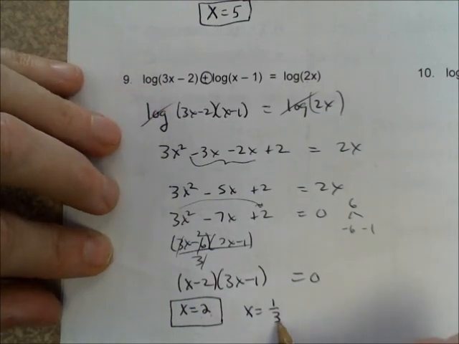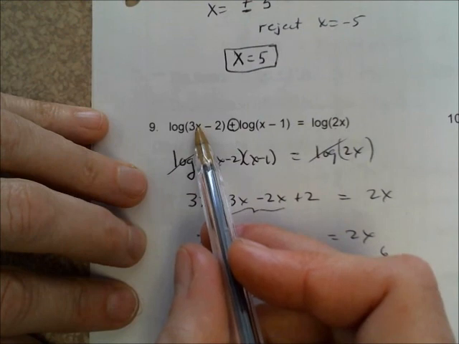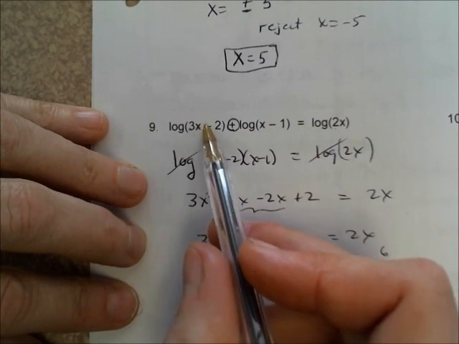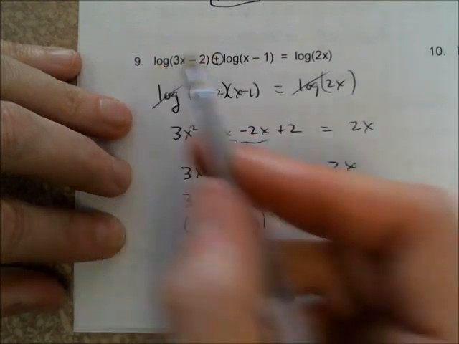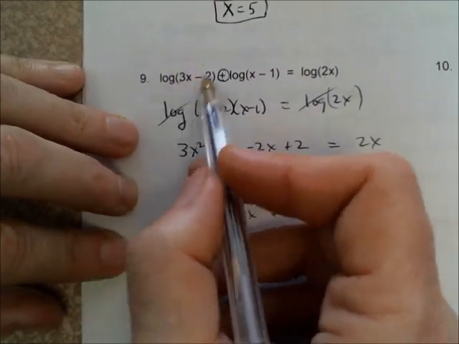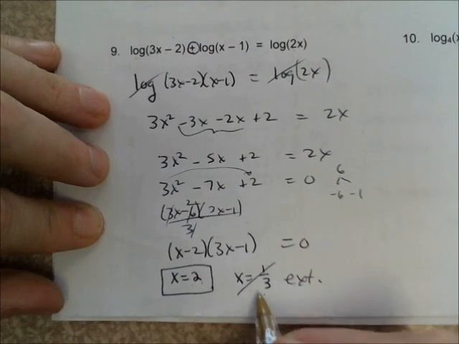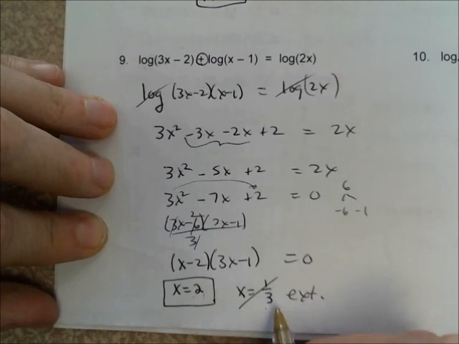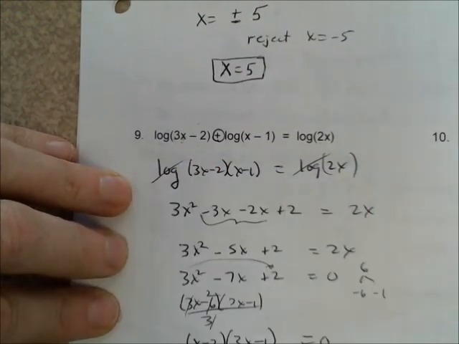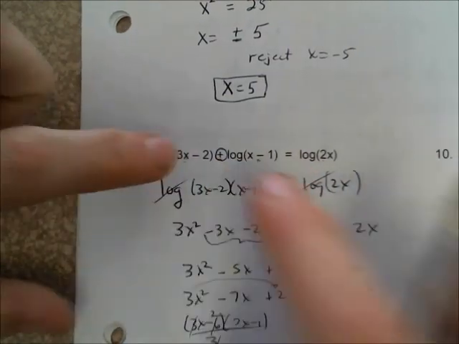When we plug in x equals 1/3 up in here, 3 times 1/3 is 1, and 1 minus 2 is negative 1. So if we plug 1/3 into this argument, it's going to make this whole argument go negative. So this is an extraneous solution. Even though x is a positive number, it's still extraneous because when you plug it in, it makes this argument go negative. It would make this argument also go negative. So you can't have that.